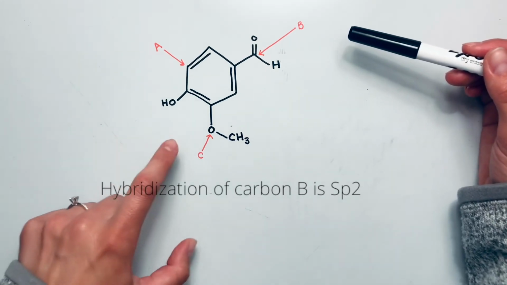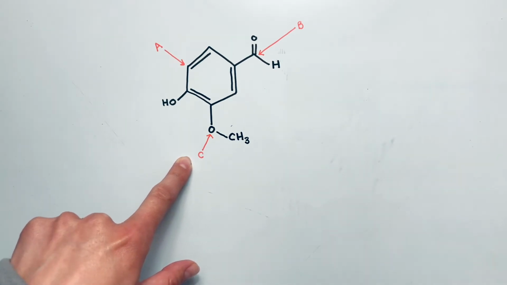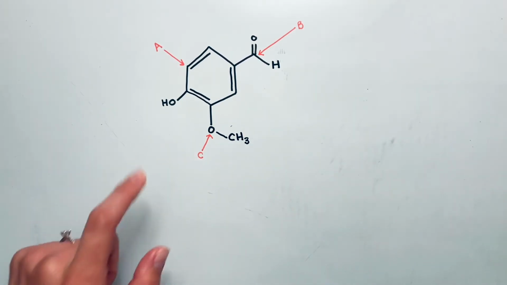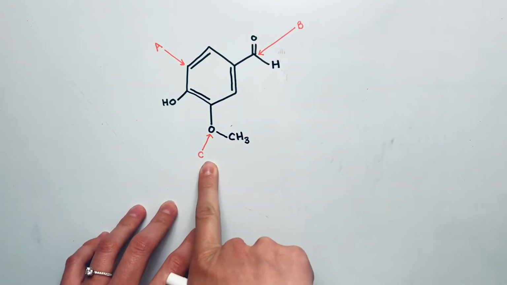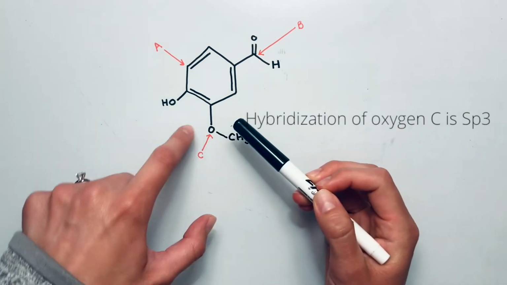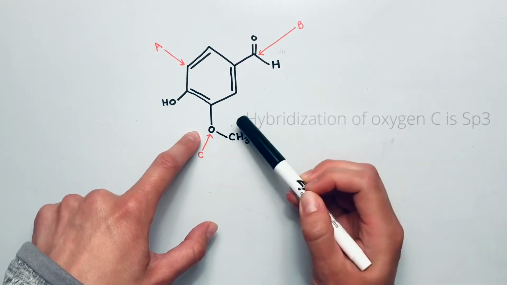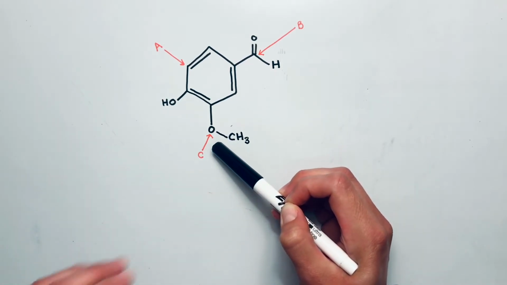All right, oxygen C. Take a second to think about it. What could the hybridization be? Okay, so the hybridization for oxygen right here, oxygen C, is sp3. You got 4 groups around it. Don't forget about your hydrogens, okay? They're hanging off over here. Just because they're not drawn in doesn't mean they're not there. So sp3 is the hybridization for this one.